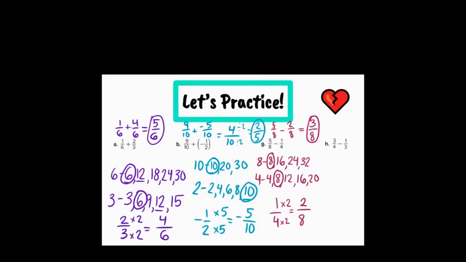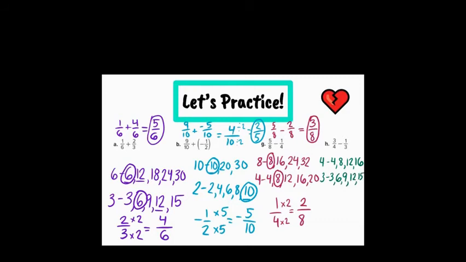So we'll write out the multiples for 4. 4 times 1 is 4. 4 times 2 is 8. 4 times 3 is 12. 4 times 4 is 16. Now let's do the multiples for 3. 3 times 1 is 3. 3 times 2 is 6. 3 times 3 is 9. 3 times 4 is 12. 3 times 5 is 15.